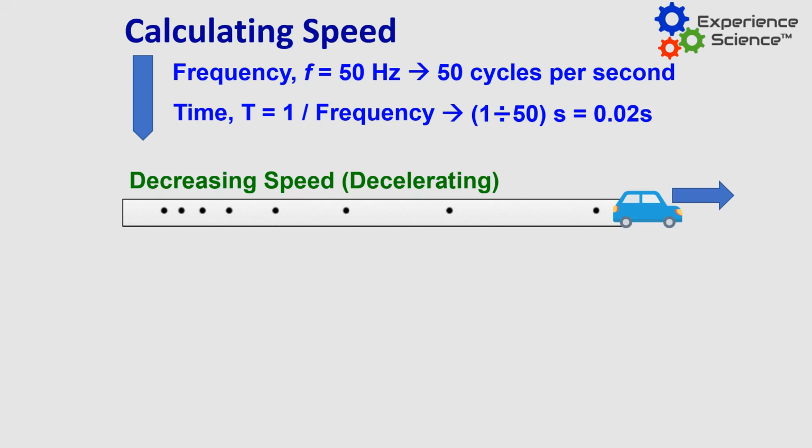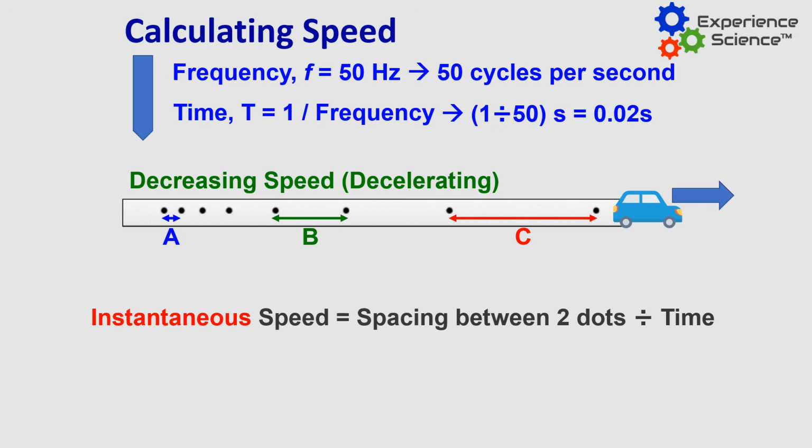Now do take note that the time between each marking is constant at 0.02 seconds, regardless of the spacing between the markings. When we want to calculate the instantaneous speed of the car, this refers to the spacing between the two dots divided by the time taken to travel that distance. So, in this example, it can be either A, B, or C divided by 0.02.